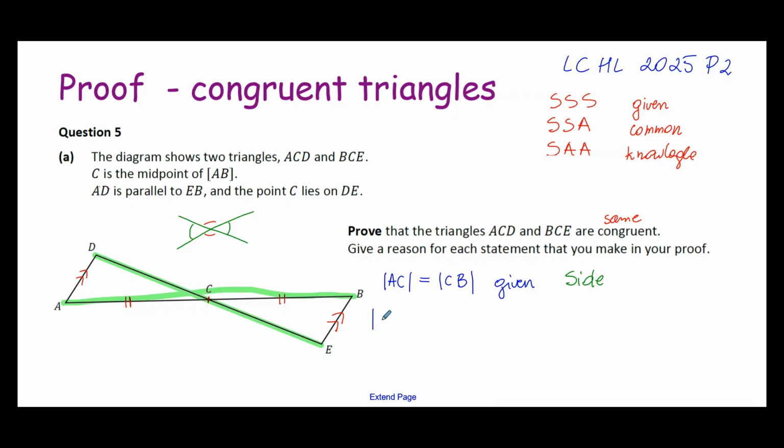So therefore, let's write our argument. Angle ACD is the same as angle ECB or BCE, whichever way you want to call that. So they are the same. Why? Because they are vertically opposite angles. So therefore, I have proven an angle.